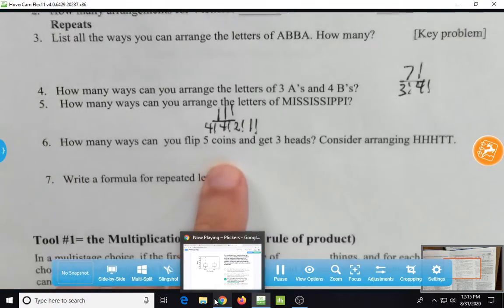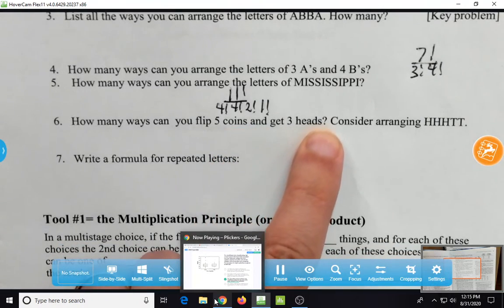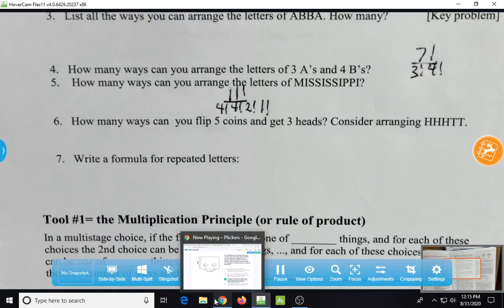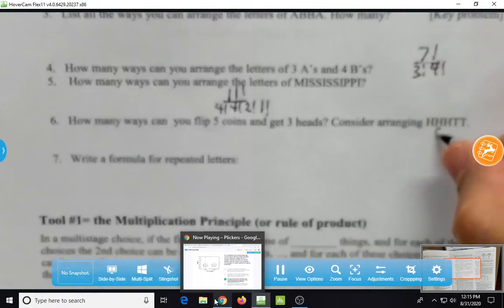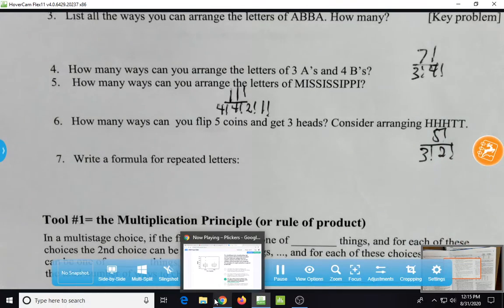How many ways can you flip 5 coins and get 3 heads? Well, you can think of this as having 3 H's and 2 T's. So how many ways can you rearrange the letters of 5 letters with 3 H's and 2 T's? What will the numerator be? 5 factorial over 3 factorial times 2 factorial. And we'll see this a little bit later in combinations.